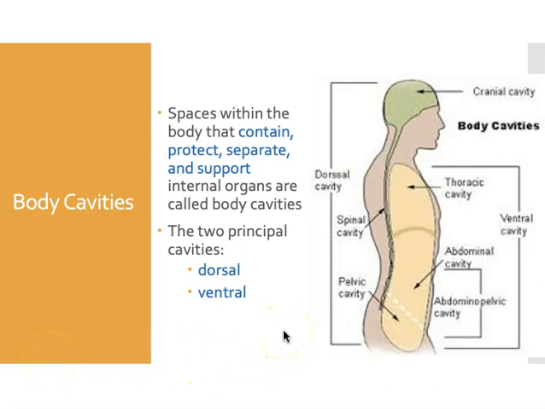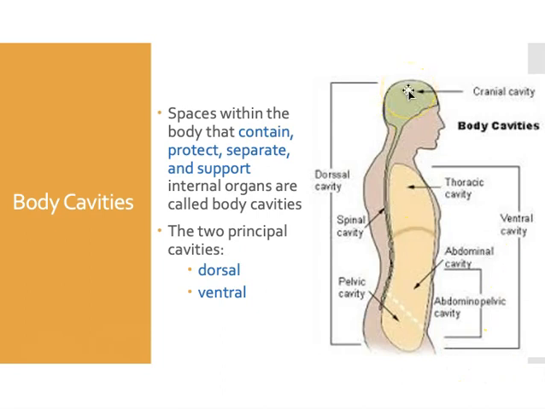Now remember what those terms refer to. We said dorsal is analogous to posterior. So the dorsal cavity would be the cavity towards the back of the body. Ventral is analogous to anterior, so it describes cavities in the front of the body.